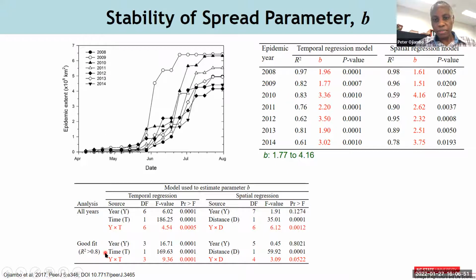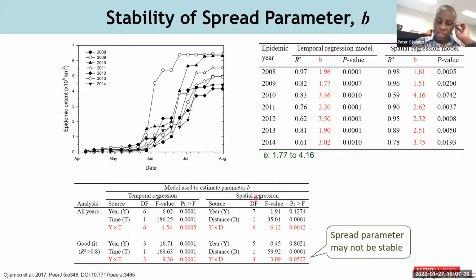So we eliminated the bad years where the regression didn't work very well. We still found a very significant interaction, particularly for the temporal, and a very marginal, non-significant value for the spatial regression. Basically, we could conclude that it is very likely that the value of B equal to 2, as has been used in the literature, is likely to be different. If you have several realizations of the epidemic, most likely that value is going to be different from 2 itself. I'm going to explain the implication of that later on in my talk.